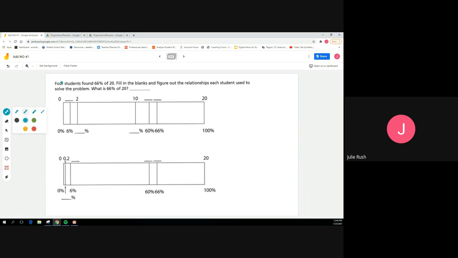It says 4 students found 66% of 20. Fill in the blanks and figure out the relationships each student used to solve the problem. What is 66% of 20? So let's start with student 1.